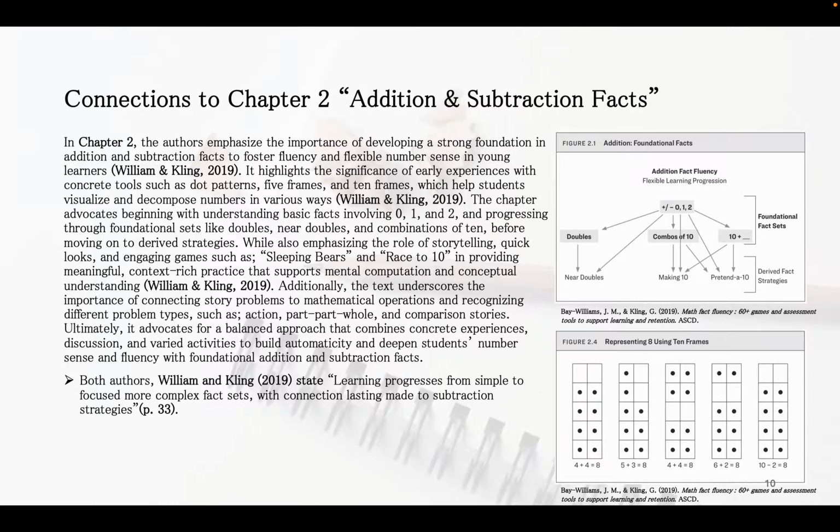The chapter also advocates beginning with understanding basic facts involving 0, 1, and 2, and progressing through foundational sets such as doubles, near doubles, and combinations of 10 before moving on to derived strategies. It also emphasizes the role of storytelling, quick looks, and engaging games such as Sleeping Bears and Race to 10, providing meaningful and context-rich practice that supports mental computation and conceptual understanding. One of the quotes that both authors, Williams and Kling, state is that learning progresses from simple to more complex fact sets, with connections leading to subtraction strategies.